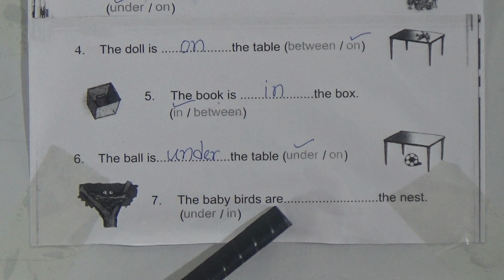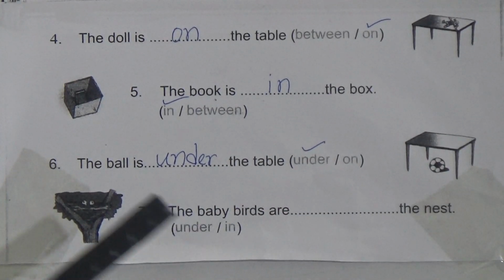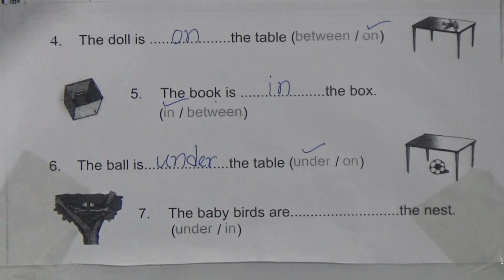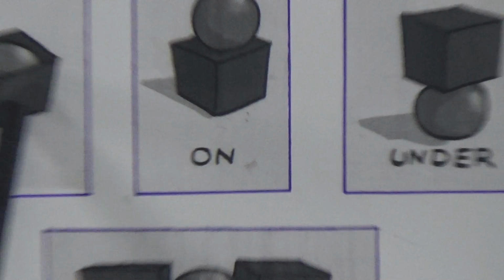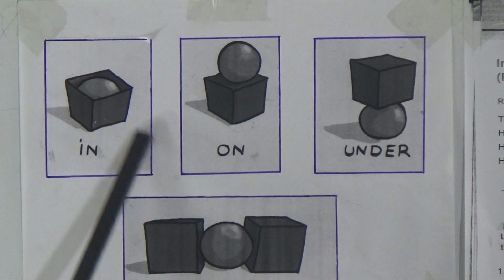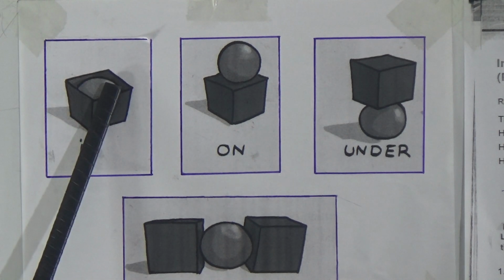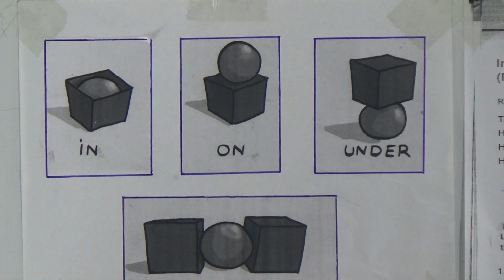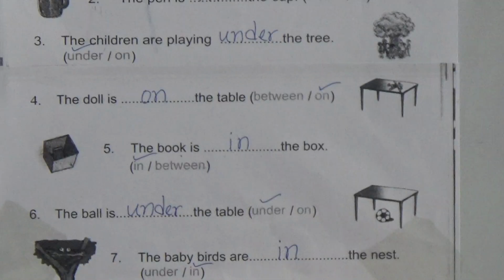Now the last one, number 7. The baby birds are dash the nest. Where are the baby birds? Under or in? Now look, in, under. What is the picture? See, the picture is similar to the first picture. That means the baby birds are in the nest. So our answer is in.